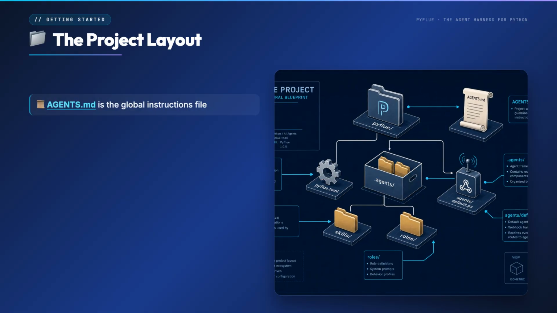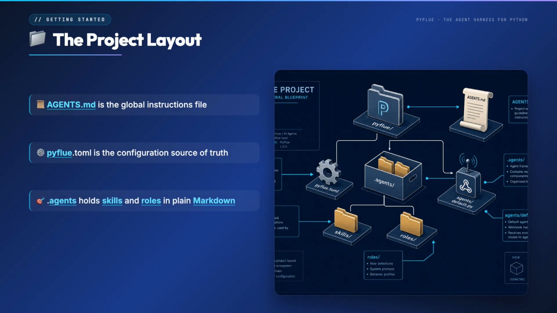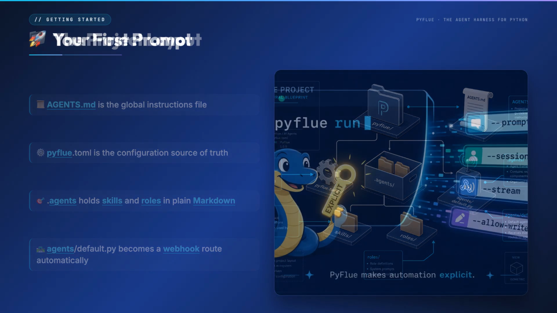Agents.md is your global instructions file, much like a Claude.md. It shapes how every agent in this project behaves. The pyflue.toml file is the configuration source of truth, holding model, sandbox, and policy defaults. Inside the .agents folder, you'll find skills and roles as plain Markdown files you can edit in any text editor. And under agent/default.py, that Python file becomes a webhook route automatically. Nothing extra to register. Now let's run the thing.